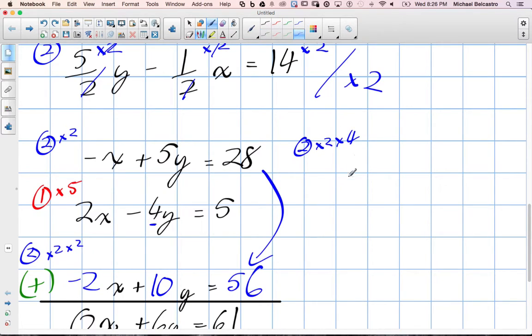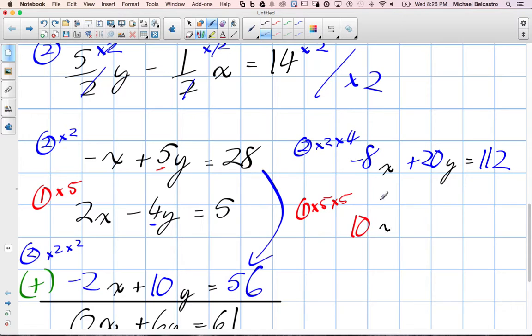So we'll get negative 8x, times 4, so plus 20y. And 28 times 4, that's 56 doubled, 112, I think, is the answer. I hope it is. Okay? And then our other equation, which was already number 1 times 5, we're going to multiply it by 5 again, because that was the coefficient of the other. So it's like we've multiplied by actually 25. So 2 times 5 will give us 10, so we get 10x. Negative 4 times 5 will give us negative 20. And 5 times 5 is 25.